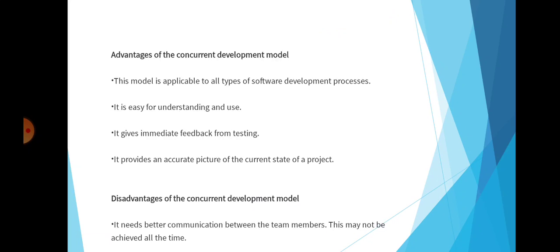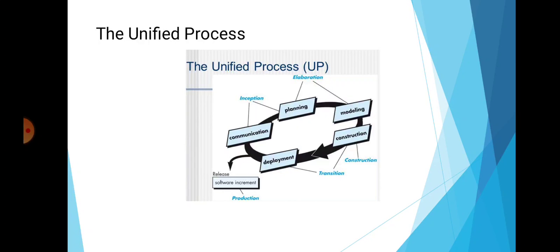First, the advantages of the concurrent development model. This model is applicable to all types of software development processes. This is the major advantage of this model. It is easy to understand and use. It gives immediate feedback from testing, and it provides an accurate picture of the current state of the project. Then the disadvantages: it needs better communication between team members. This cannot be achieved at all times.